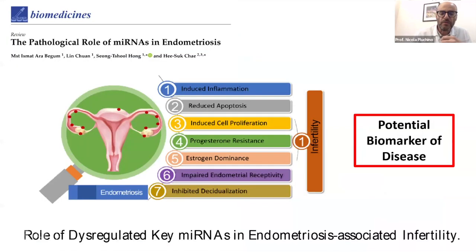And in case of endometriosis, there are enough data that support that microRNAs play a major role in the different mechanisms associated with the pathophysiology of the disease, from inflammation to cell proliferation to progesterone resistance and to estrogen dominance. But at the same time, in the last 10 years, microRNA has also been investigated as a potential biomarker of the disease.